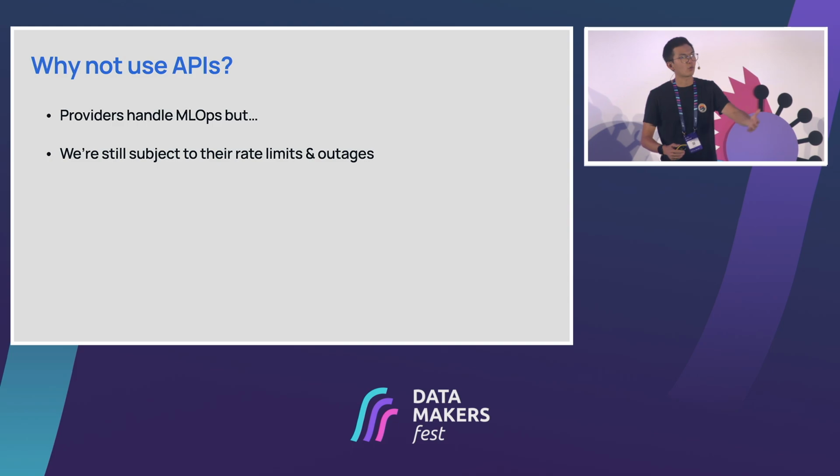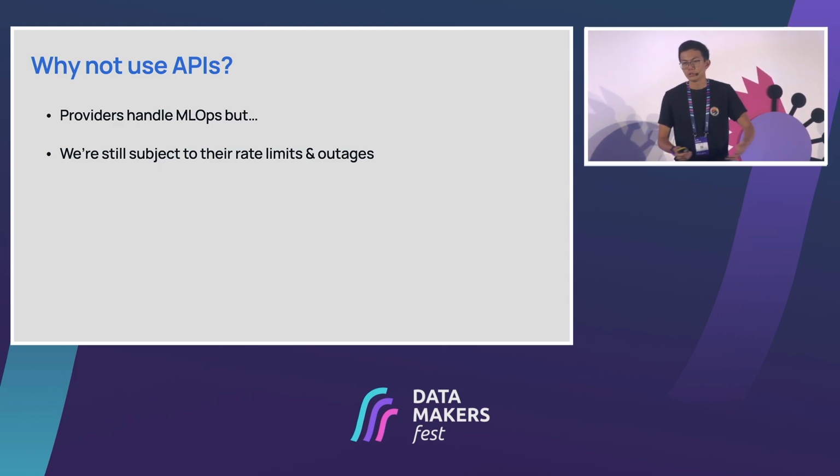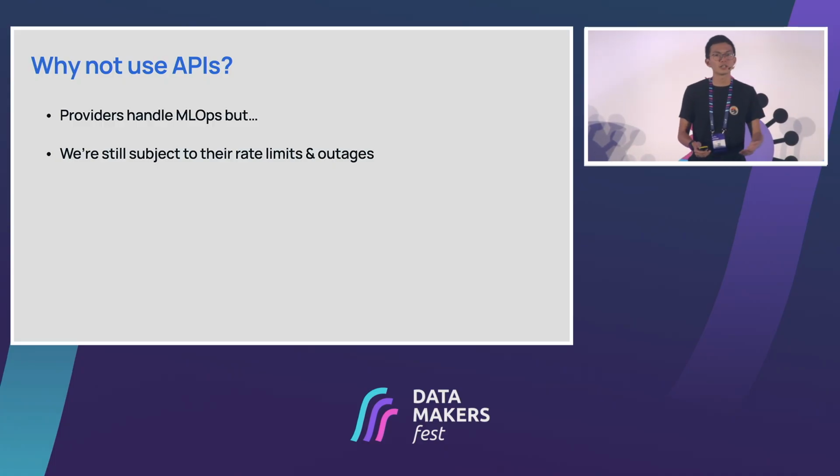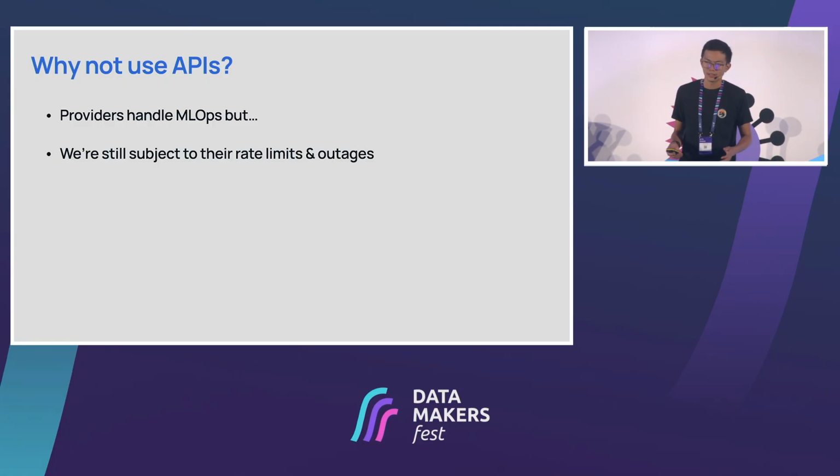So now you might have a question. Why not just use an LLM API, right? They can handle all the ML ops for us. I won't have to worry about any of this auto-scaling stuff. You're right. But we're still subject to their rate limits and their outages. That's not too fun because that's outside of our control.